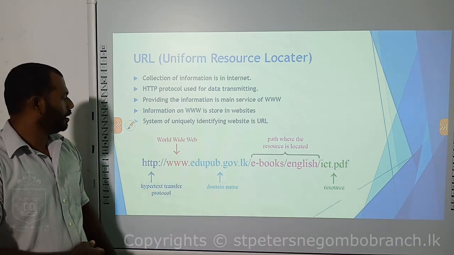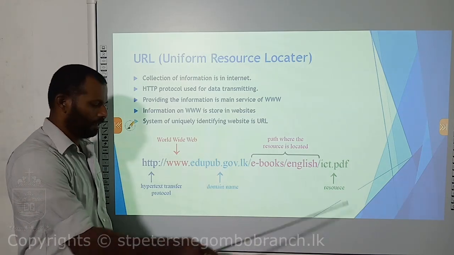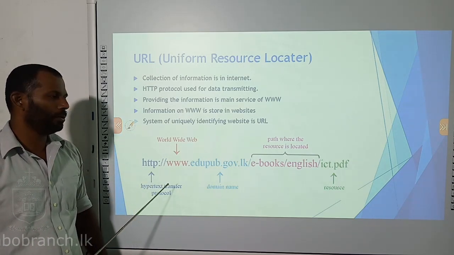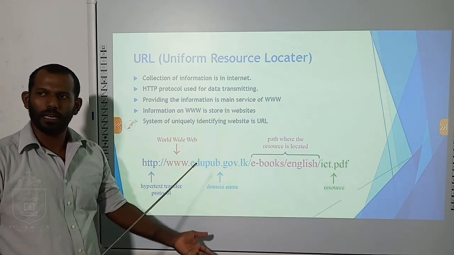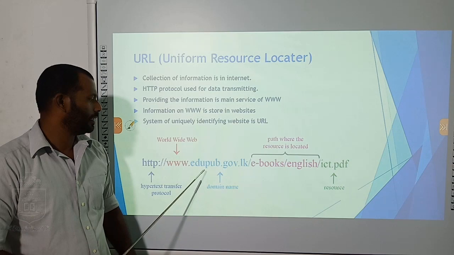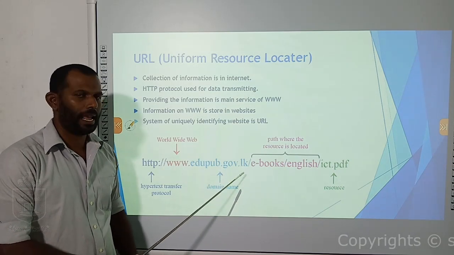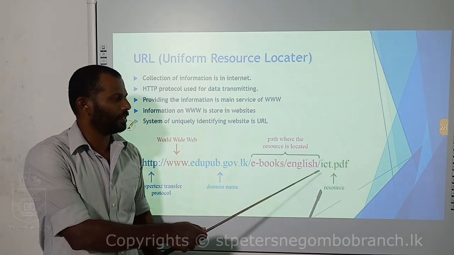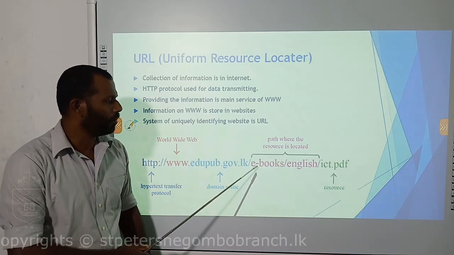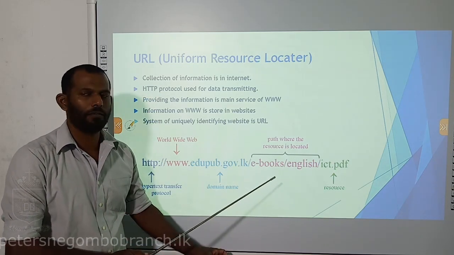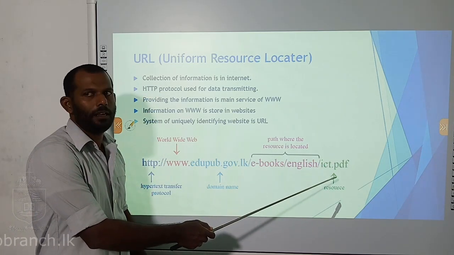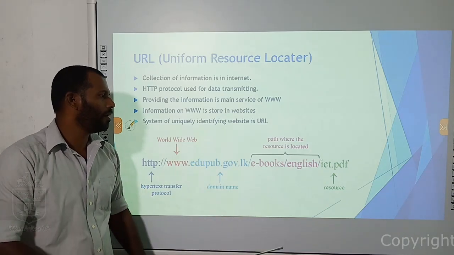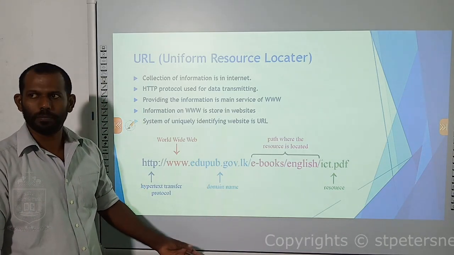We call this whole part the URL. HTTP is the protocol for this URL, and www, World Wide Web, is a service provided by the internet. The next one, edupub.gov.lk, is the domain name. Then /ebooks/English and /ICT PDF is the path where the final resource, the ICT PDF document, is stored. That is the path, or location, where your files are contained on the web.